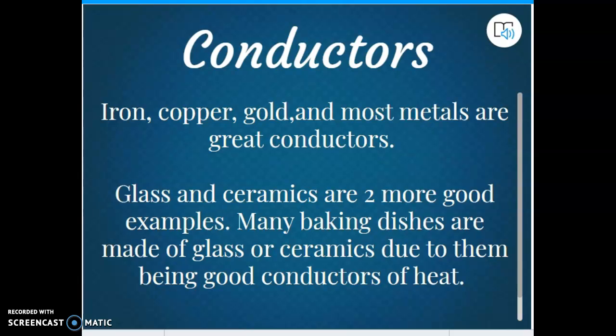Iron, copper, gold, most metals are great conductors. And we talked about that in class, but what we didn't talk about was things like glass and ceramic are two other good examples. Casserole dishes are made out of glass and ceramic. I know when I'm making lasagna, I have to get our glass casserole dishes out to put the lasagna in. And we layer things in that. We put that in the oven because, again, it's a good conductor of heat.